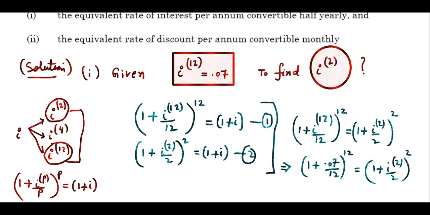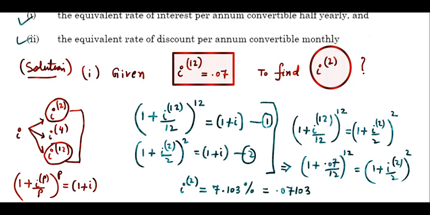And after finding I2, if you want, you can check the answer. You will get 7.103%. Let me write here so that you'll be able to check with the answer. You will get 0.07103, that is 7.103%. Now let's go to part 2.